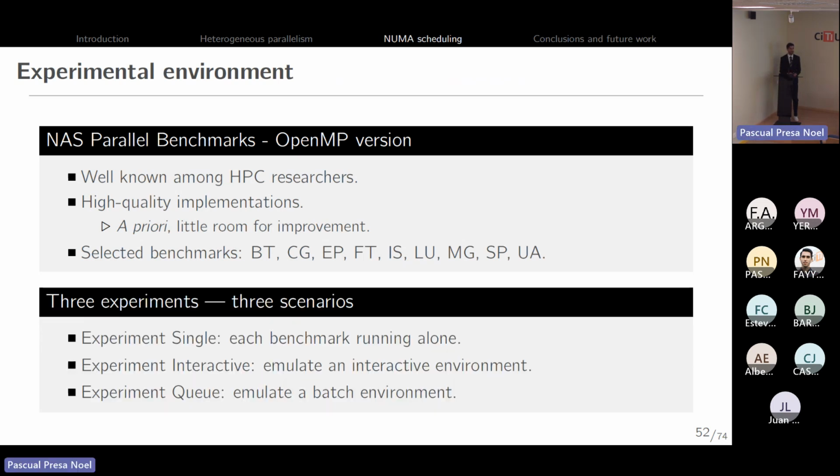We designed 3 experiments trying to emulate 3 typical scenarios in the use of NUMA systems. The first one, the experiment single, where we execute each benchmark alone in the system. The second one, the experiment interactive, where we try to emulate the use of an interactive system. And finally, the experiment queue, where we emulate a batch environment.